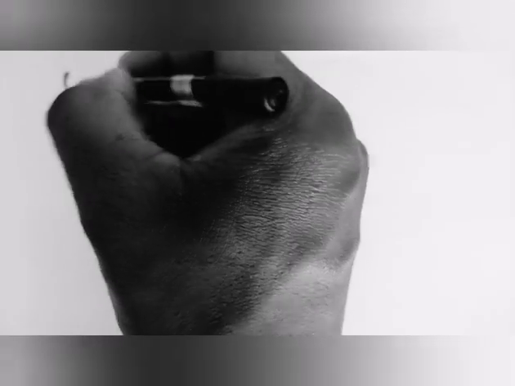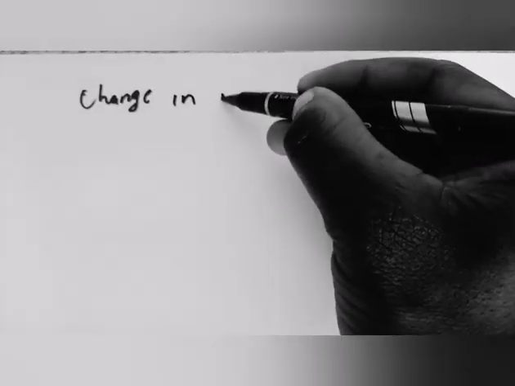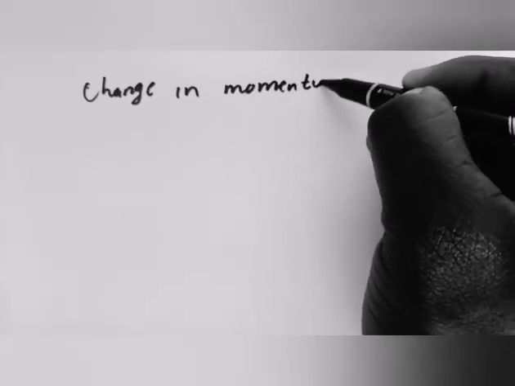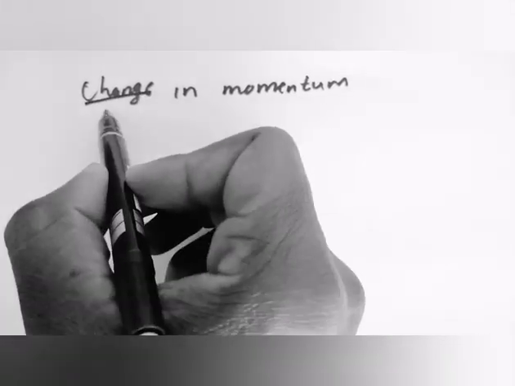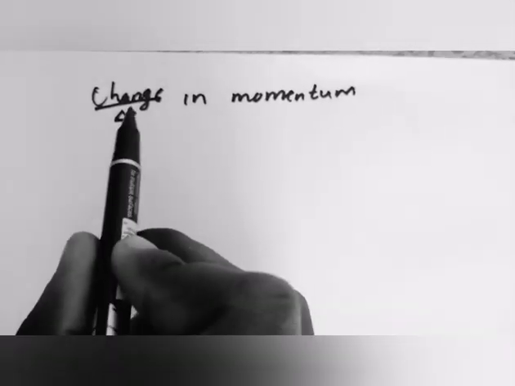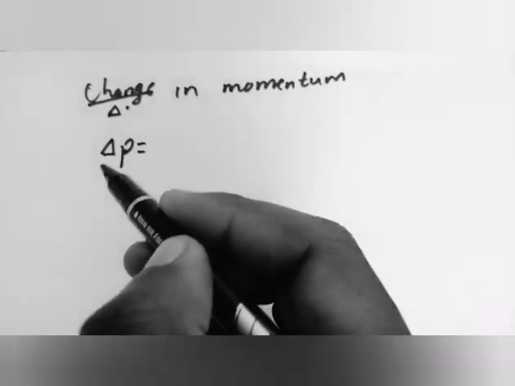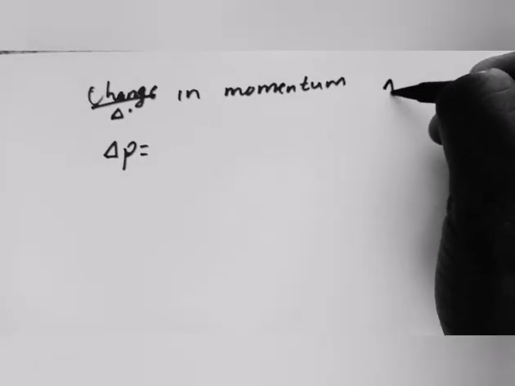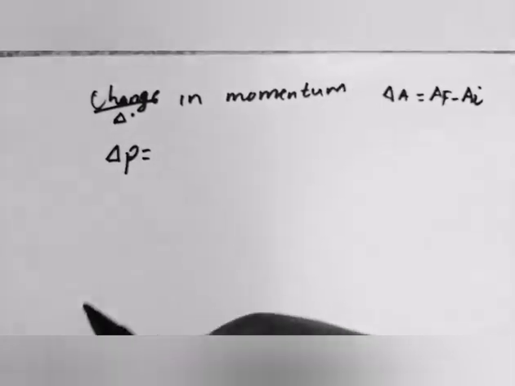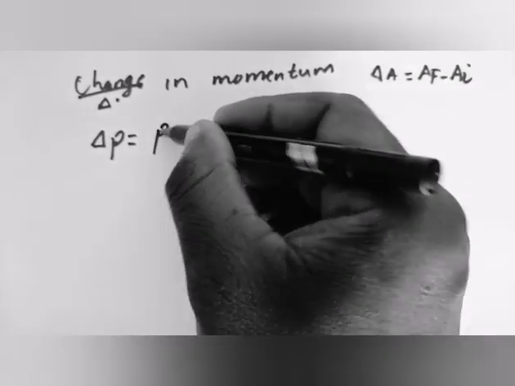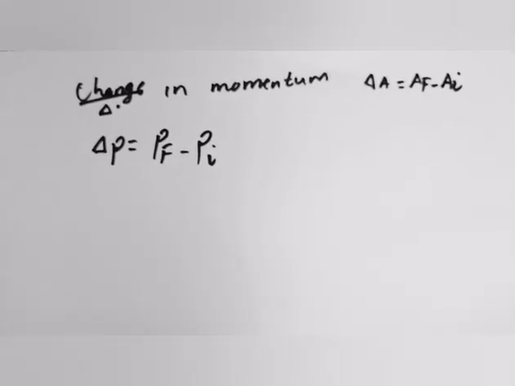Alright, now we have something known as the change in momentum. The change is depicted by the delta. Remember that. And p is momentum, which means delta p equals, remember we did delta a, a final minus a initial. Even here, this is delta p, which means it is p final minus p initial. And we know the formula for p, which is mv.